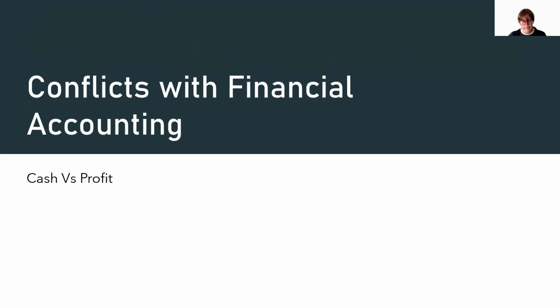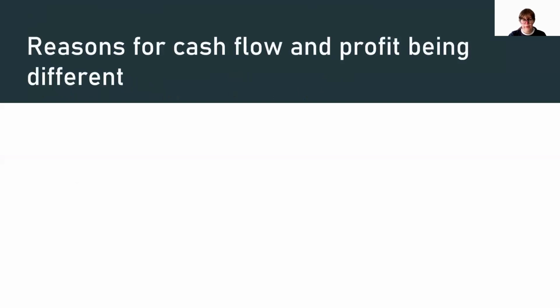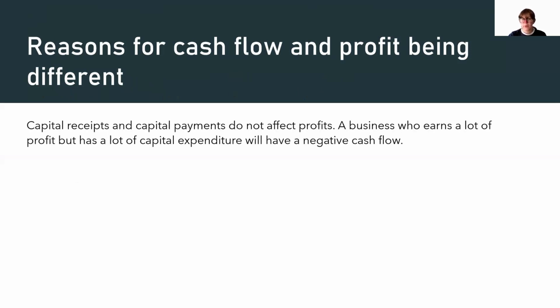Conflict with financial accounting then. So this is kind of a cash versus profit scenario. So why is cash flow and profit different? Well, essentially they are two different things. So capital receipts and capital payments do not affect profits because essentially they affect our statement of financial position as opposed to the profit or loss statement. So a business who earns a lot of profit but has a lot of capital expenditure is going to have a negative cash flow. There's no doubt about that.